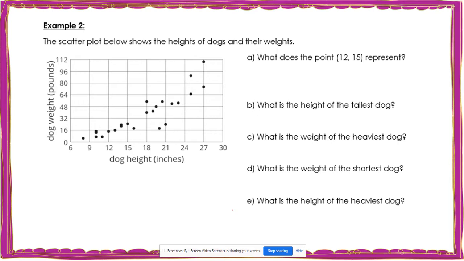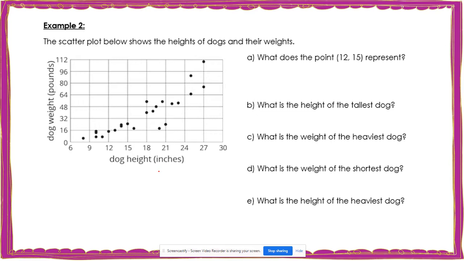When you look at this data, you can see that typically as the heights are getting larger, so as we go to the right, the points also seem to move up. So the weight also seems to get larger. So we can see that there seems to be an association or a correlation between a dog's height and their weight. It seems that as a dog's height increases, their weight will also increase.